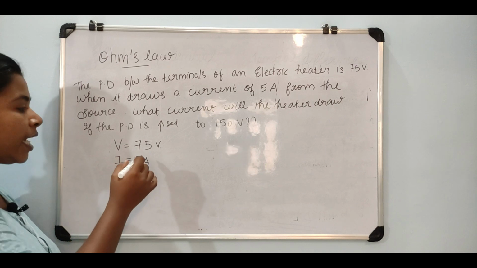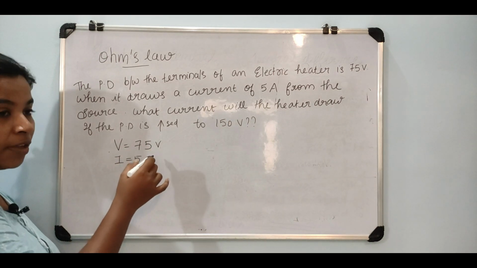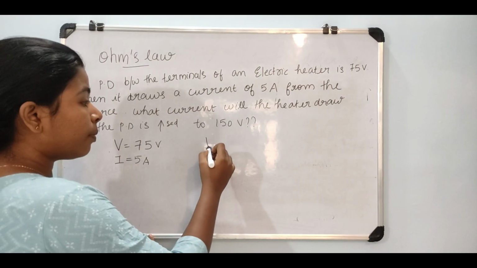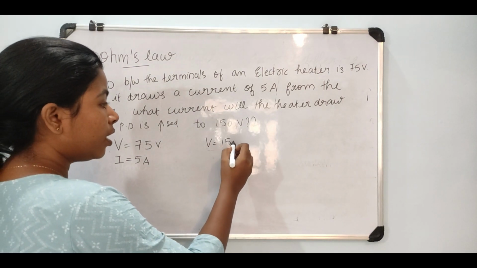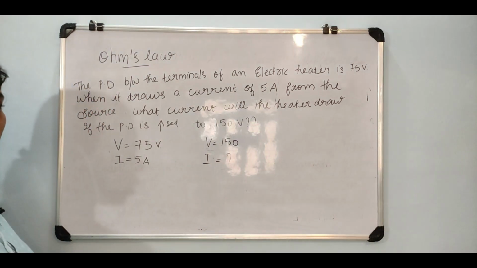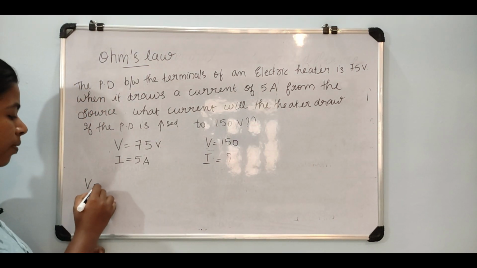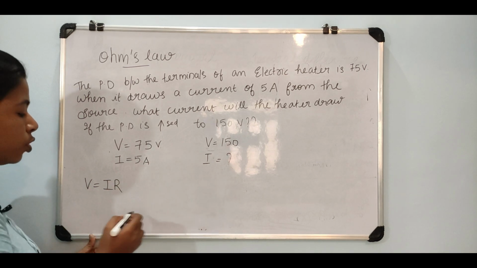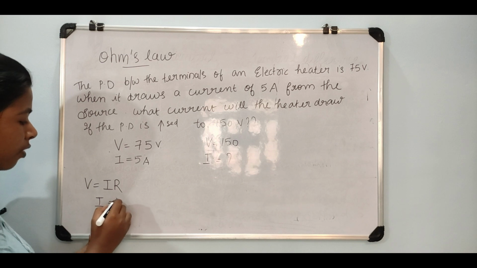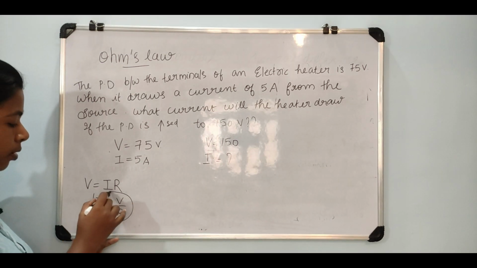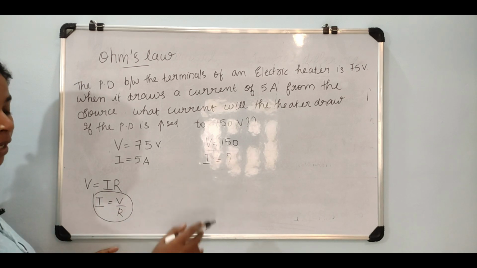So initially they are telling when the potential was 75, the current was 5 ampere. Now you have to find out if the potential is 150, then what will be the current? Okay, so what is our formula? V is equal to IR. Am I right? So to find I, what you want? V by R. Right? So this is the equation that you require here.